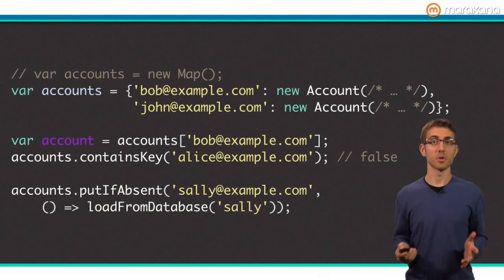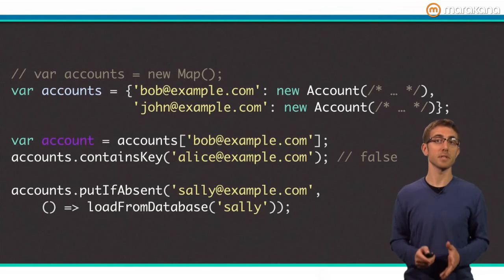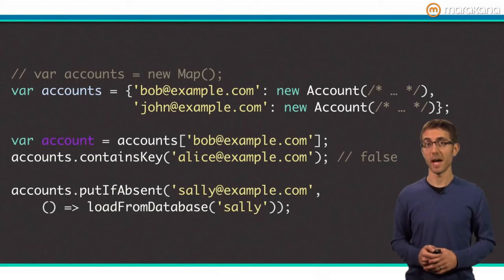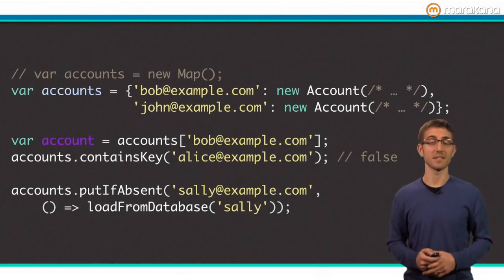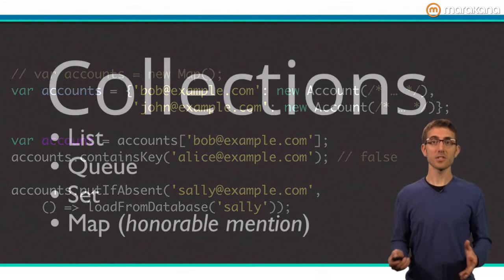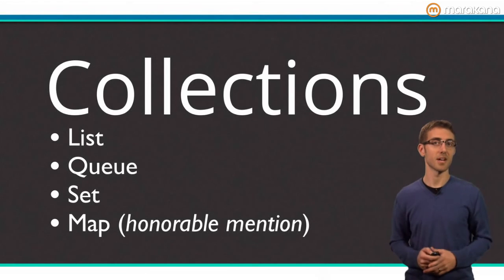You can see how maps work great with their literal values. Don't be fooled though, maps aren't like JavaScript objects. In Dart, only objects that implement the map interface can be treated as a map. Of particular note is putIfAbsent, which will call a function and insert its result only if the key does not exist in the map. Dart ships with 4 main collection types: lists, queues, sets, and maps as honorable mention.